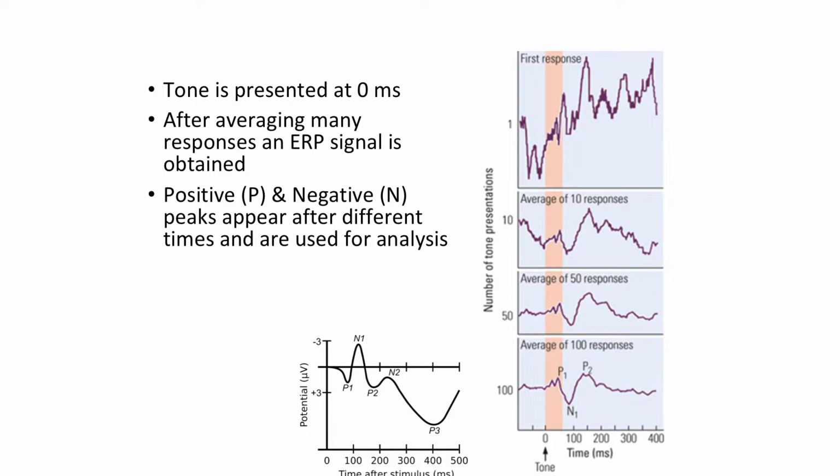So here you see a better picture of that. Let's go over how this works. On the right, you see the first response, after 10 responses, and all the way down to 100 responses. These are all averaged together. In the beginning, you see the ERP response after a tone is heard. The tone is here in red, and then you see the response after the tone is heard. And at the bottom, after recording more than 100 stimulus presentations, the distinct wave pattern of the ERP occurs.